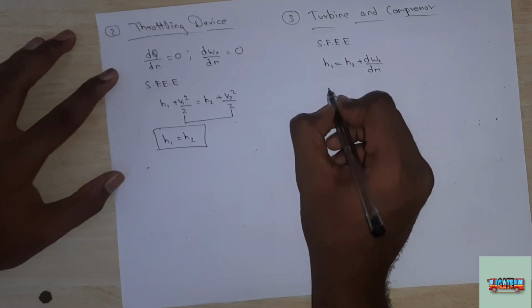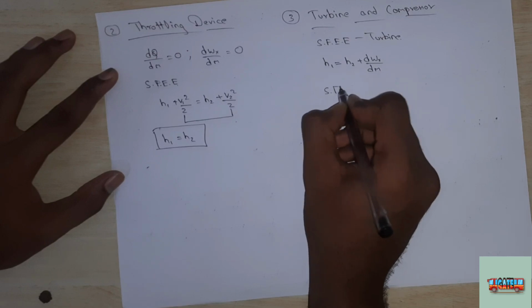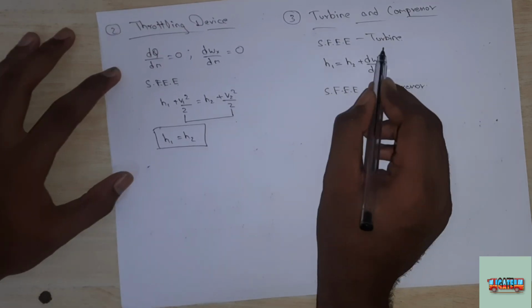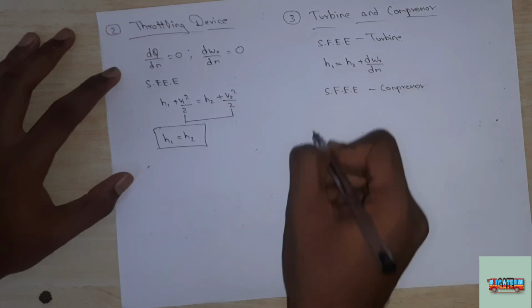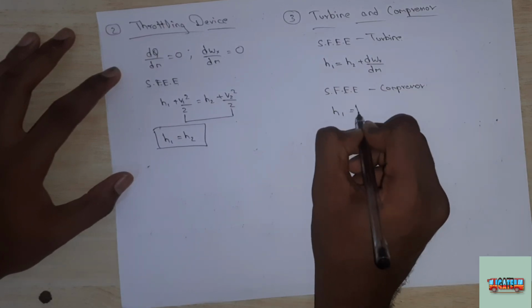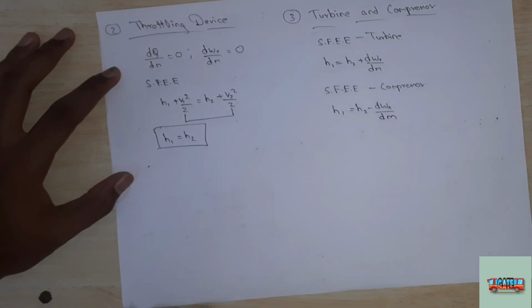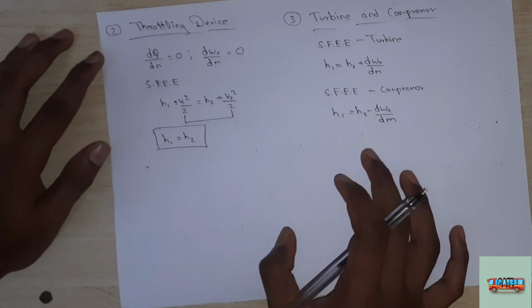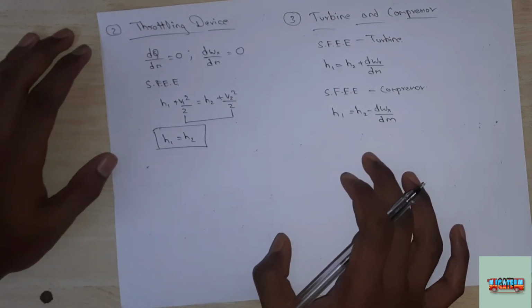But for a compressor, the energy equation becomes, so in case of turbine it gives positive power output, but in case of compressors it requires power input. So h1 equal to h2 minus dwx by dm. So these are some of the applications based on the steady flow energy equation. So in the next video we can see numericals based on S.F.E.E.